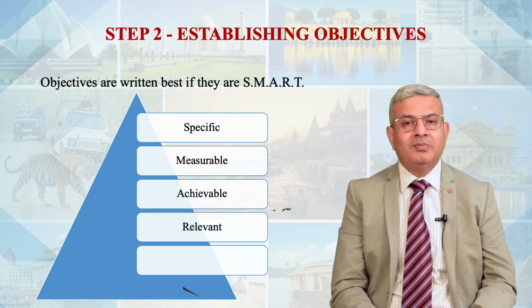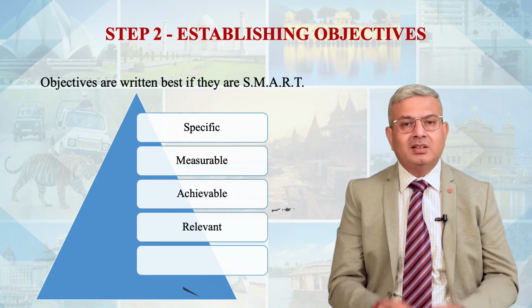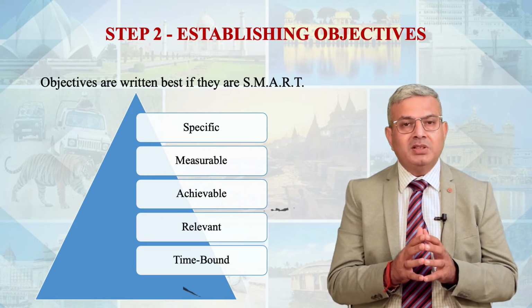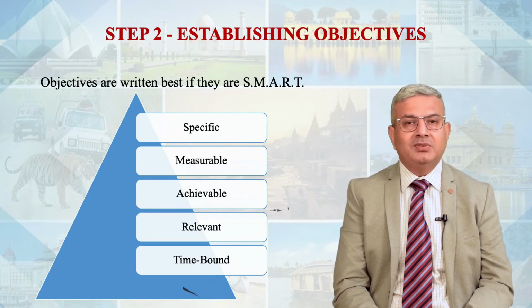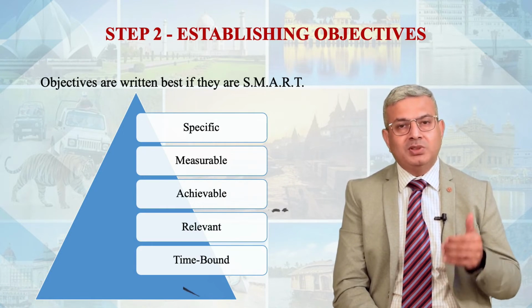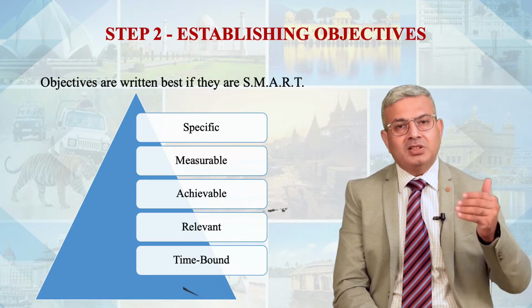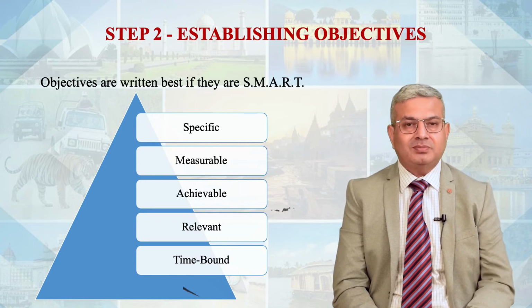And finally, the T aspect of SMART is that the objectives should be time bound, which means a time frame should surely be given to the objectives so that the person who is achieving the objectives also understands how much time they have in order to achieve these objectives.